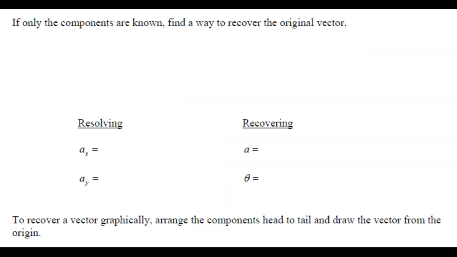So if only the components are known, there is a way to recover the original vector. So let's think about this logically. If I only know the horizontal and the vertical piece, I could find the resultant vector by basically finishing off that piece of the triangle, since those are at right angles, and I could use basically my Pythagorean theorem. So let's break this down into what we can do with our angles here.